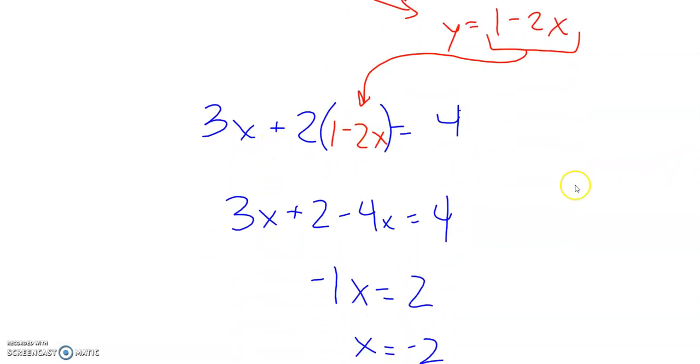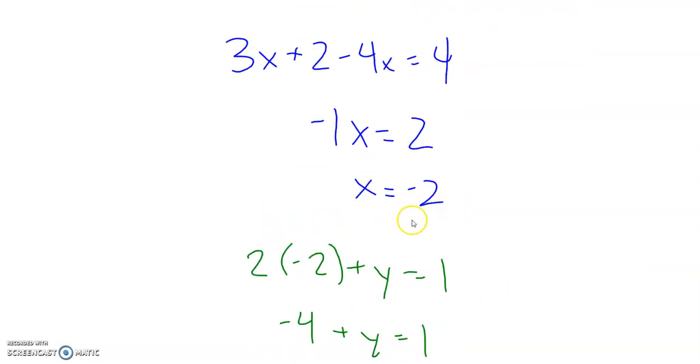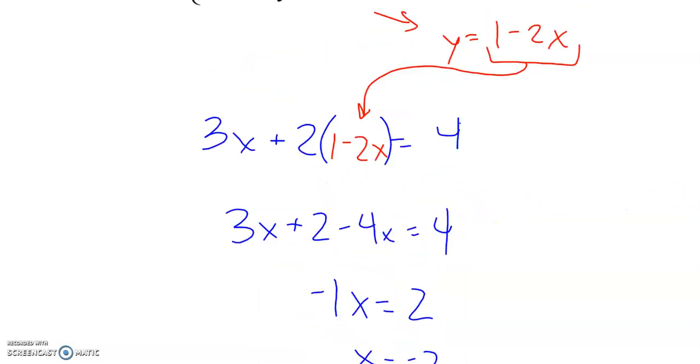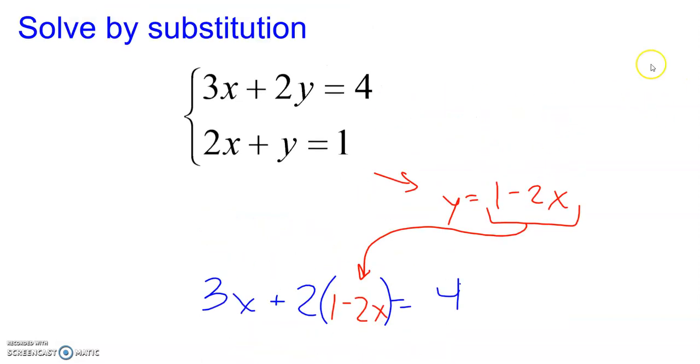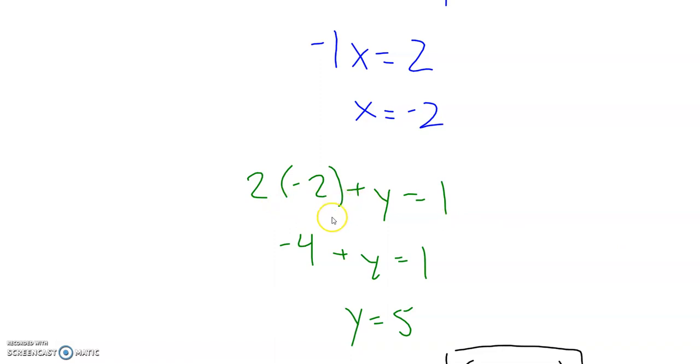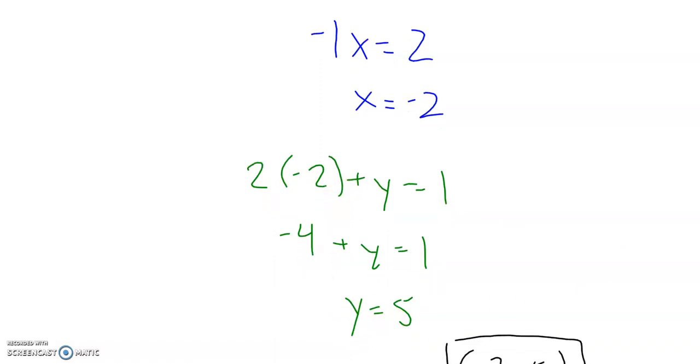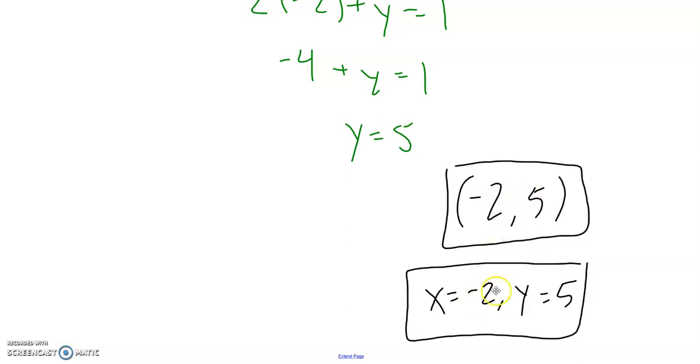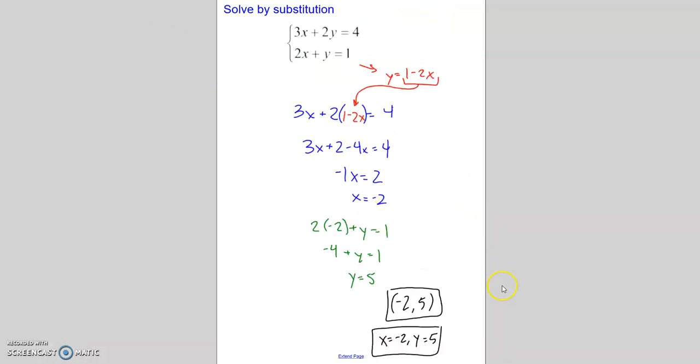Then to solve this, you distribute the 2. You simplify your equation. You then divide by -1, you get x is -2. That, of course, is not your final answer. You need to then take that -2 and plug it into either one of your two original equations. Solve for y, and you get y is 5. And you can write your answer either way. Usually we write it as an ordered pair with x first and y second. So our solution here is -2, 5. And that method is called substitution.